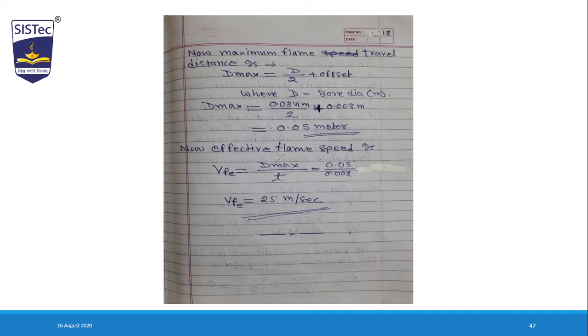Now calculate the effective flame speed using the relationship V_FE, the velocity of flame, equal to D max divided by time, that is 0.05 divided by 0.002. So finally the effective flame speed is 25 meters per second. That is the answer of the problem.